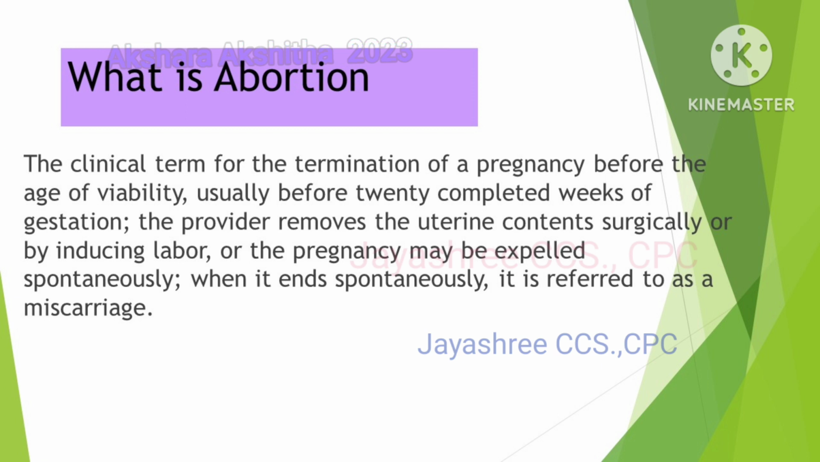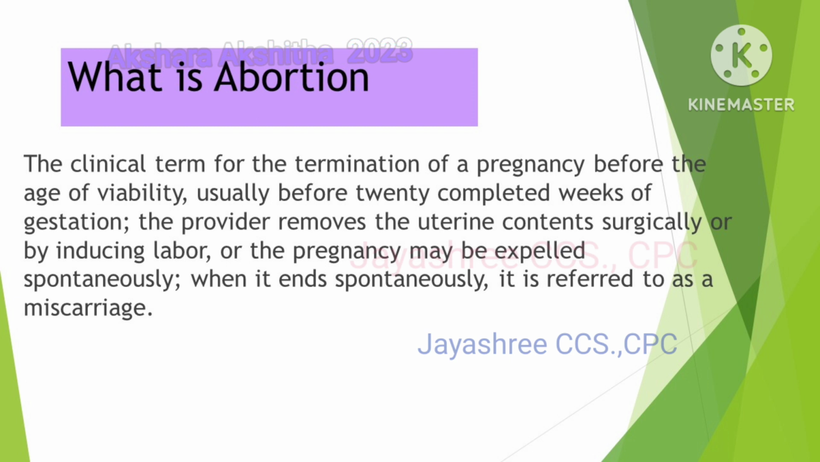Okay, let's see abortion coding guidelines. Before going to the CPT codes for abortion coding, let's start with the definition of abortion. What is the definition of abortion? It is the clinical term for the termination of the pregnancy before the age of viability, usually before 20 completed weeks of gestation. The provider removes the uterine contents surgically, by inducing labor, or the pregnancy may be expelled spontaneously. If it ends spontaneously, it is called a miscarriage. This is the definition of abortion.